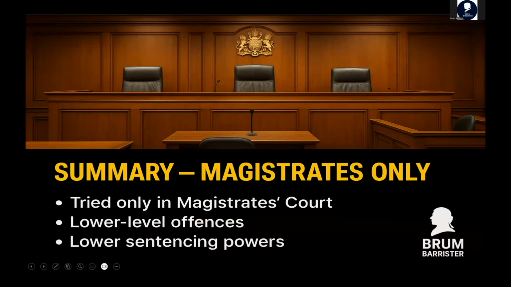So summary offences are for lower level matters, and they are only tried in the Magistrates Court. Sentencing powers are lower, procedure is streamlined, and there is no jury. This is the simplest category.